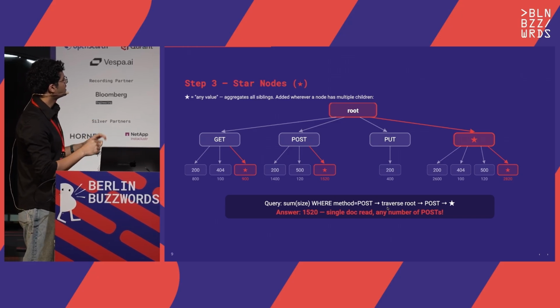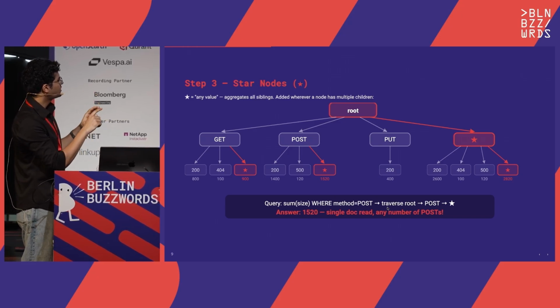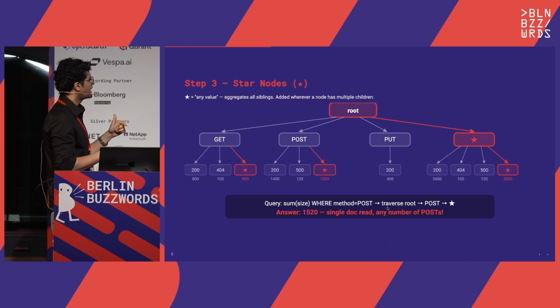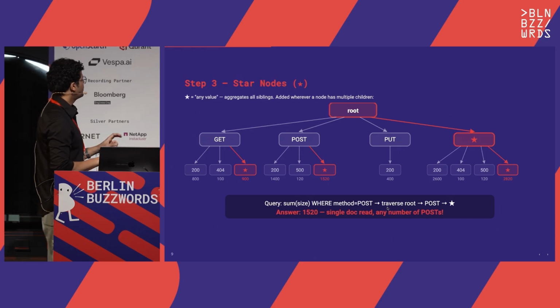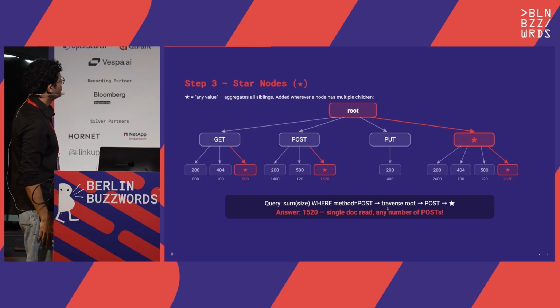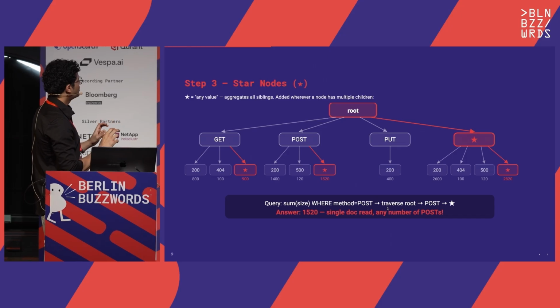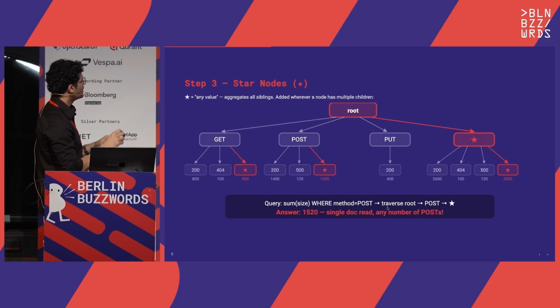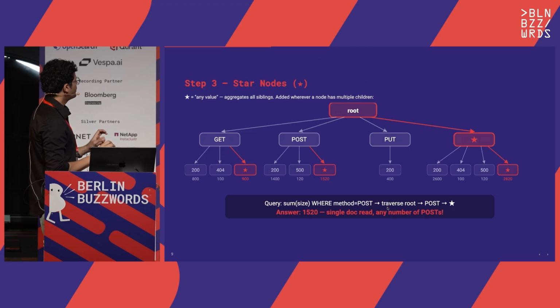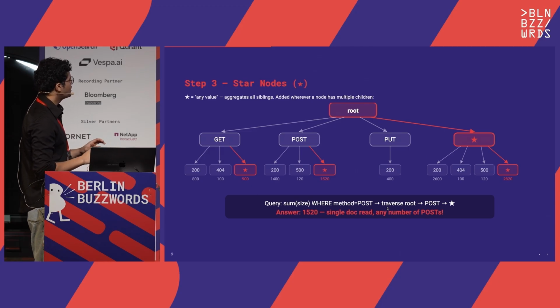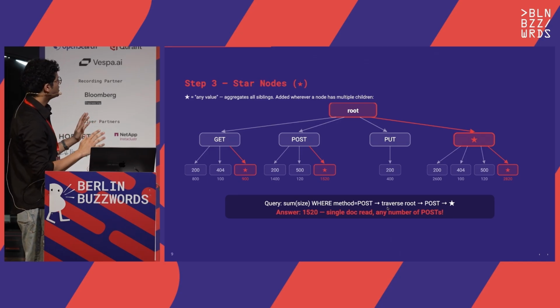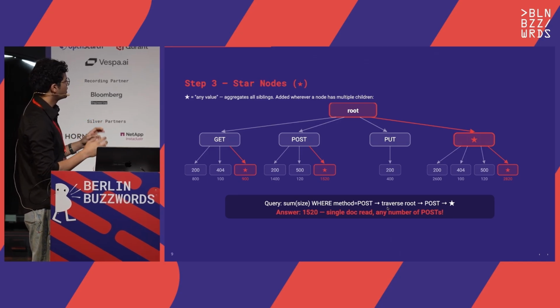Similarly, the star node would again have a child star. That would mean all docs, irrespective of method or status. So if we have a query like sum of size where method equals post, what would happen? We would traverse the root node, go to the post node, and then go to the star node. So the answer would be 1520. And this is just a single doc read. It wouldn't matter if there are millions of documents matching method equals post. We would get our answer in just a single doc read.